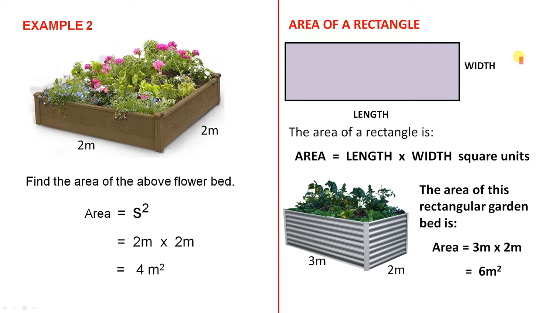The area of a rectangle. The area of a rectangle is area equals length times width, and the units are square units. The area of this rectangular garden bed is, now it's 3 metres long and 2 metres wide, so it's 3 metres times 2 metres, which is 6 square metres.